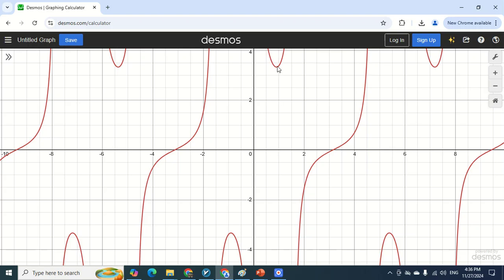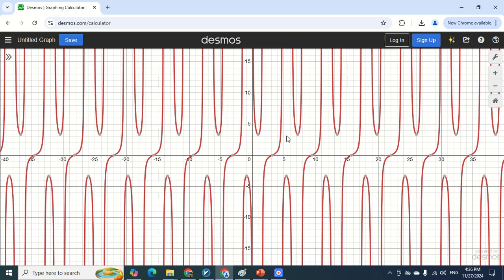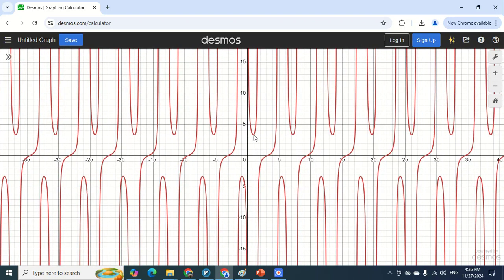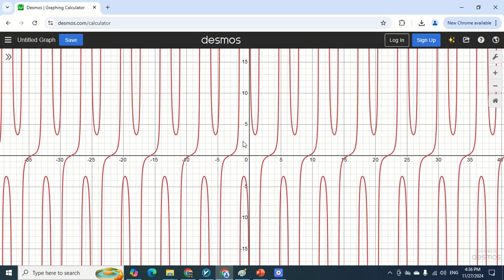When you are tending to 0 from the right side, as you can see, the closer you get to 0, the bigger the value of the function becomes, tending to infinity. But when you tend to 0 from the left side, the value will be negative, going to minus infinity.